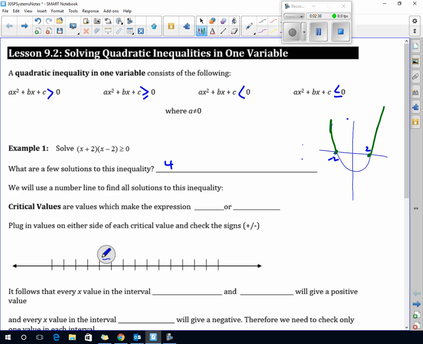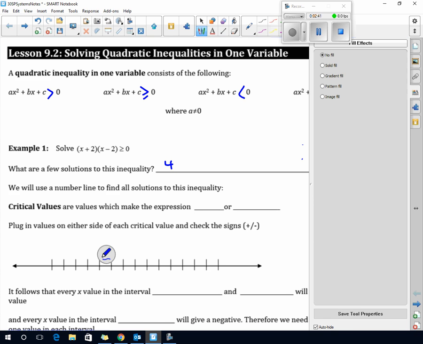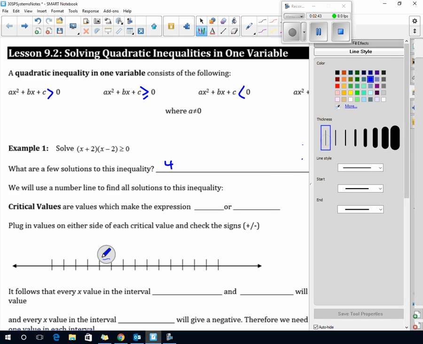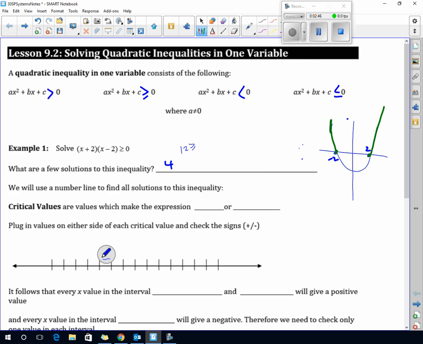Okay, can anybody give me another solution? 6,000. Well, we could try 6,000. Would it work? -3. So if we plug -3 in the first bracket, what do we get? -1. And we put -3 in the second bracket, what do we get? -5. And so what's -1 times -5? +5, and that's greater than or equal to 0, so that works. So does everybody see that we could go on and pick ones? It's pretty easy when you know what the graph looks like, right?